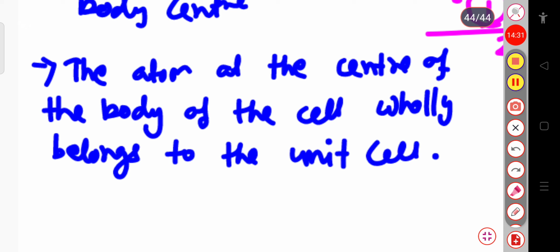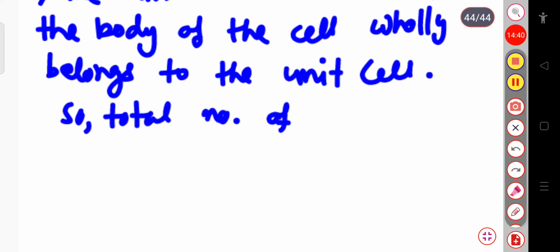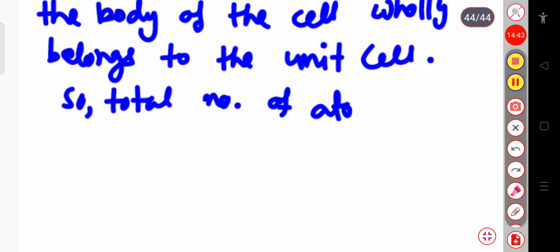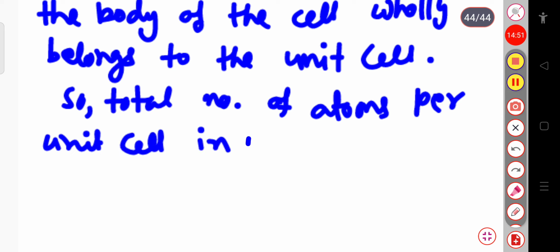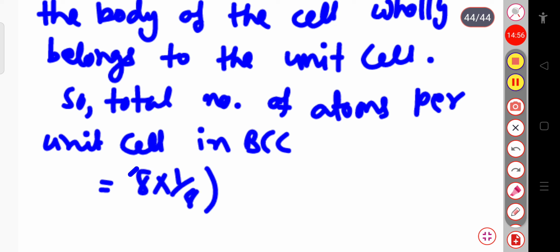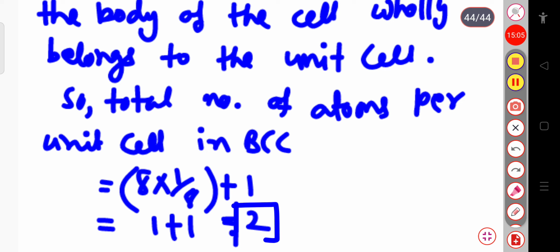So the total number of atoms per unit cell in BCC is equal to 8 into 1 by 8, this is for your corner atoms, plus 1 for the body centered atom. So this will be equal to 1 plus 1, that is equal to 2. So for the body centered cubic structure, the total number of atoms is 2 per unit cell.